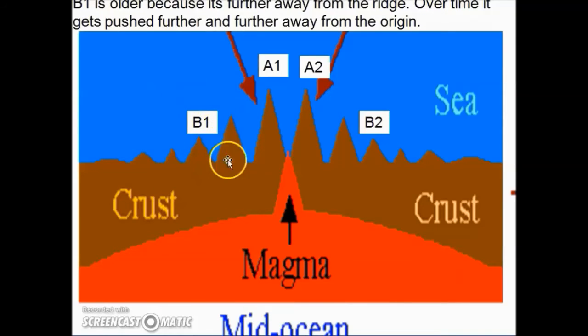The correct answer is that B1 is older, and you can tell that it's older because it is further away from the ridge. It has taken a longer amount of time for it to be pushed away from its point of origin, that mid-ocean ridge, and now it's way over here. These are the newer rocks. These are very new, very recently made rocks as the magma comes up and into the ocean.